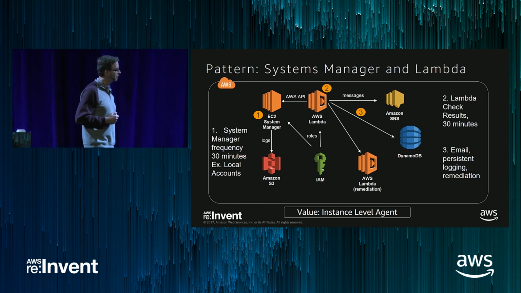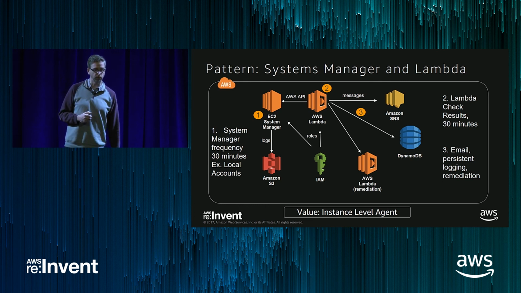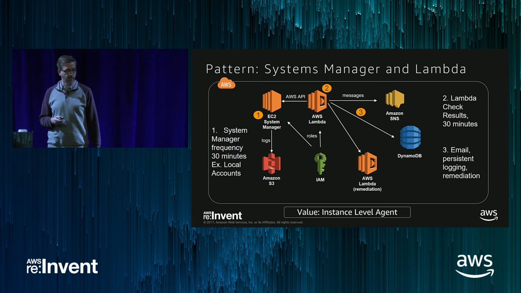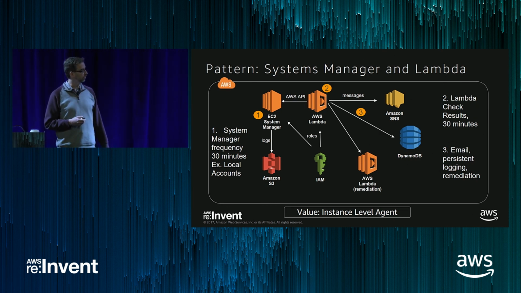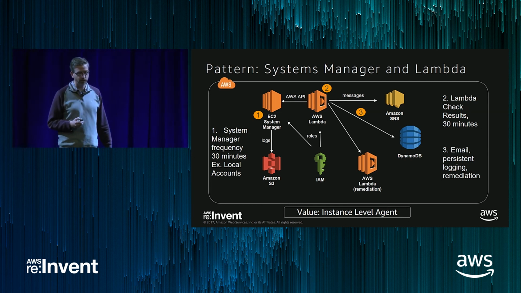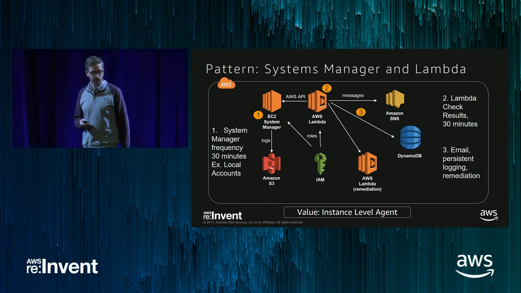So we have this document set so it looks at the instance user repository, which is a password file on Linux in this example. And we filter out any accounts that are acceptable. We filter out any accounts that are disabled. And if there are any accounts remaining, those get flagged as an error. And we can call Lambda to either disable those or delete those.